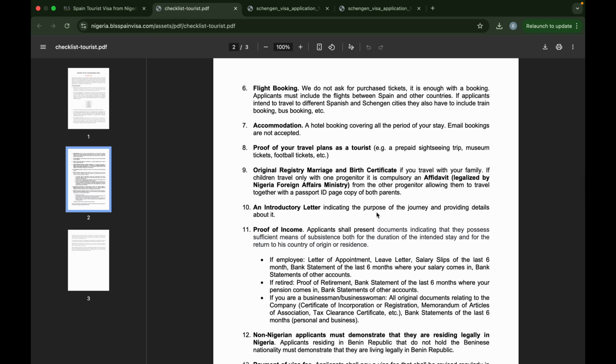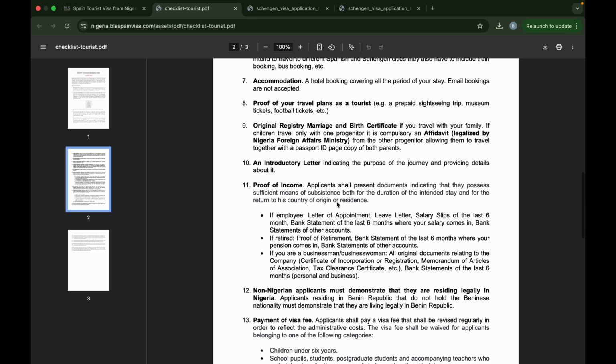An introductory letter indicating the purpose of your journey. So this is compulsory and should be provided because this lets them know the reason you intend to travel to Spain. Proof of income. Proof of income includes things like your letter of appointment or letter of promotion or your employment letter. Now, the leave letter as well that covers your duration of travel.